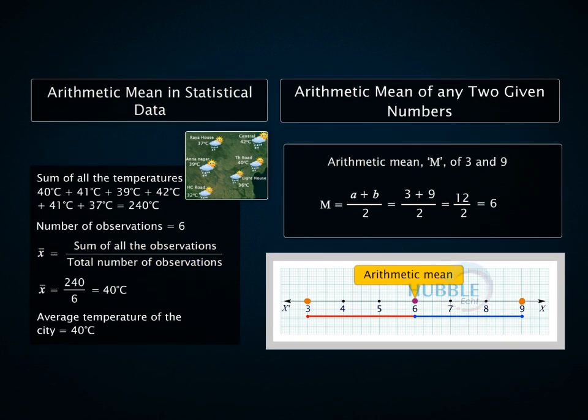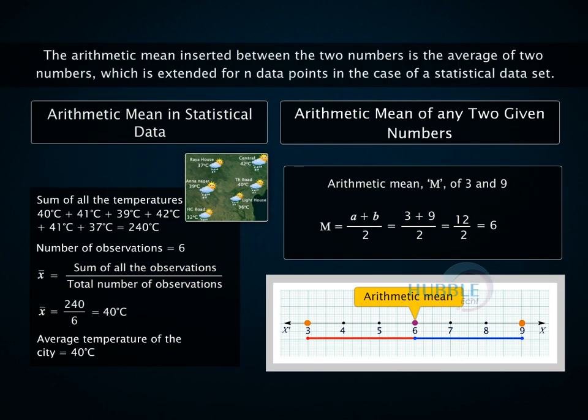Hence, it can be concluded that the arithmetic mean inserted between the two numbers is in fact the average of those two numbers. This calculation is extended for n data points in the case of a statistical data set.